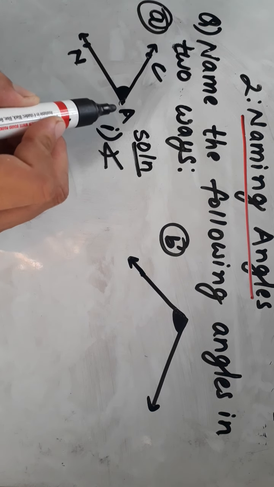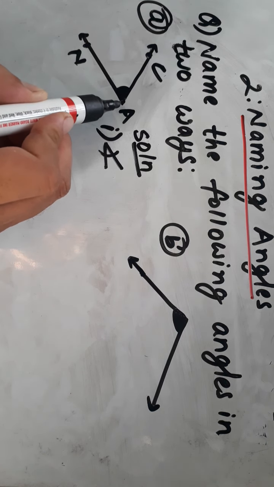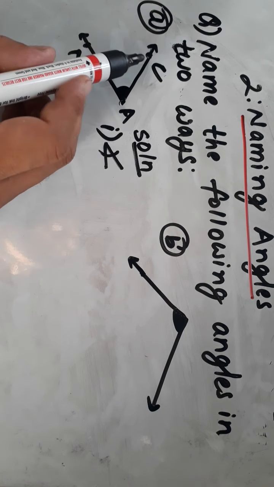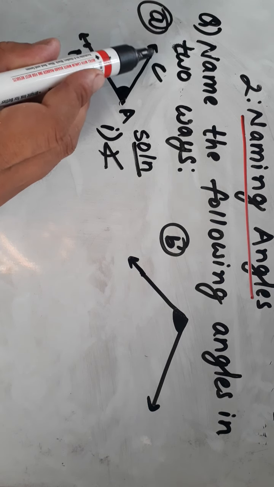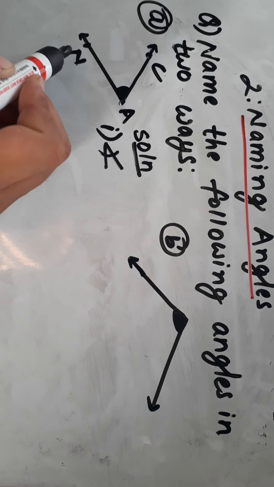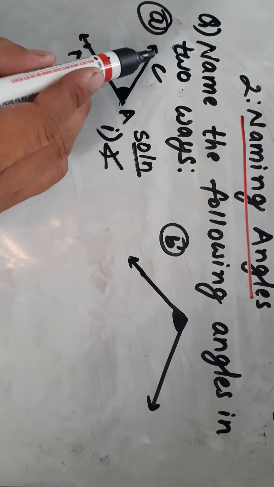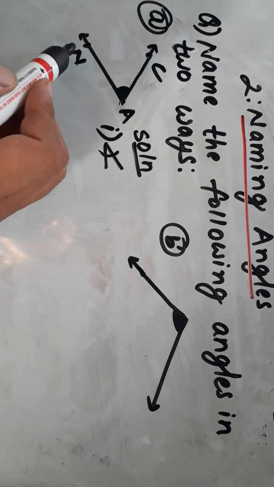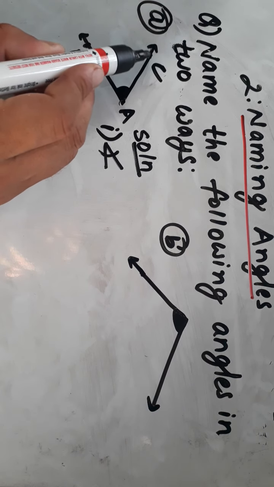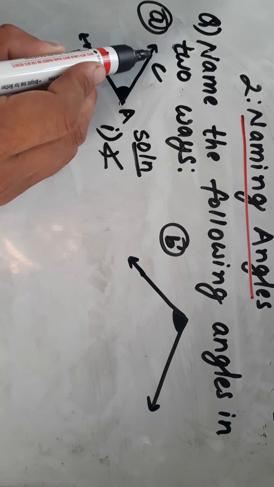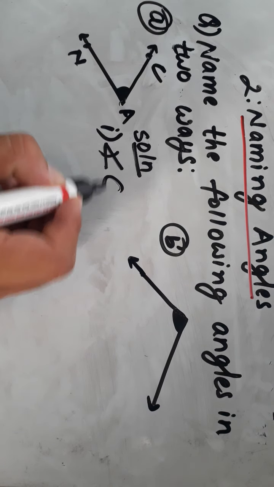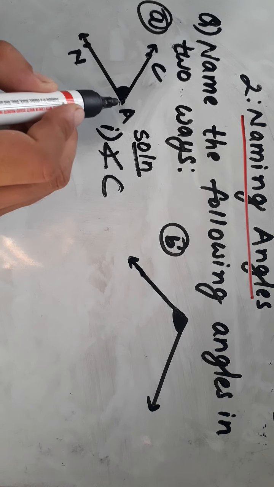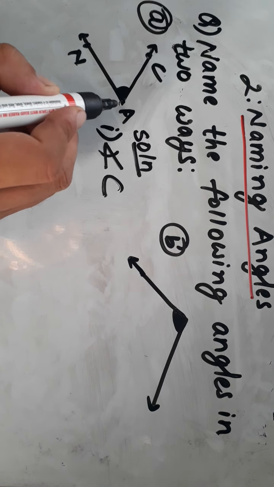A is our vertex, therefore we must always keep the vertex in the middle. It means either you can write C first or N first. So writing C first, angle C. Now in the middle you must write A, as A is the vertex.